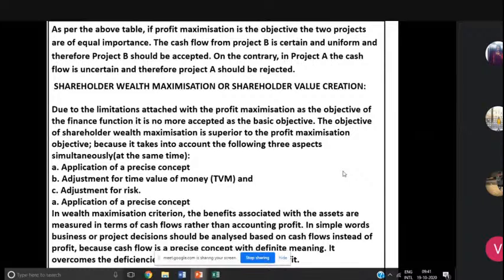Because cash flow is a precise concept with a definite meaning. Put a full stop, don't look at the next sentence at all.